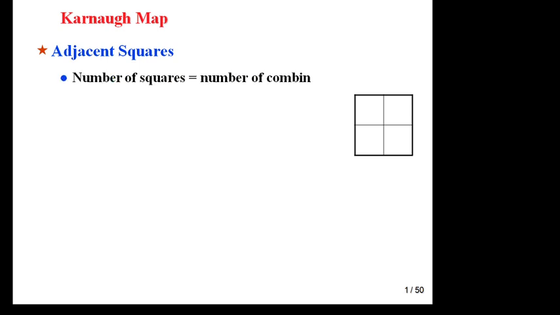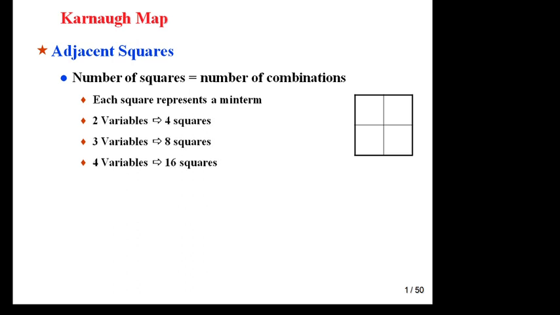In a 2 variable K-map, the total squares, or you can say total cells, will be 4. In a 3 variable K-map, there will be 8 squares. In a 4 variable K-map, there will be 16 squares.